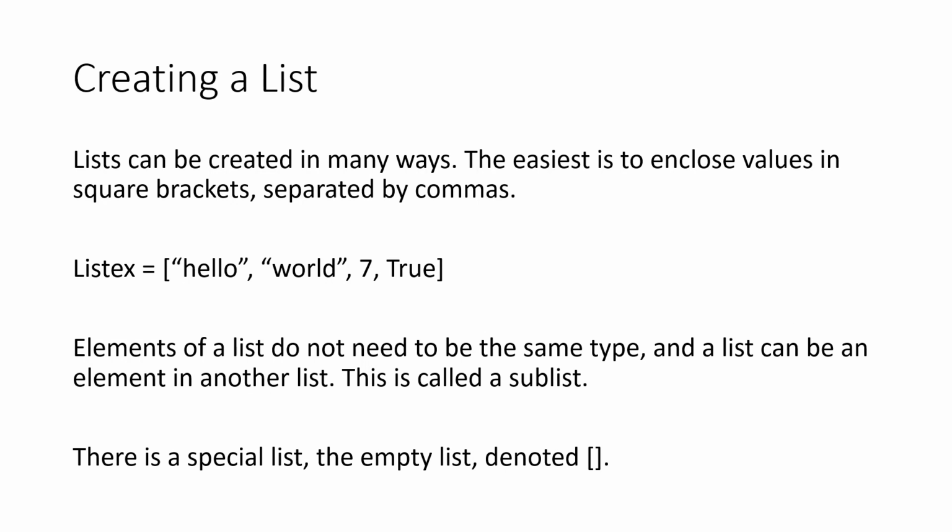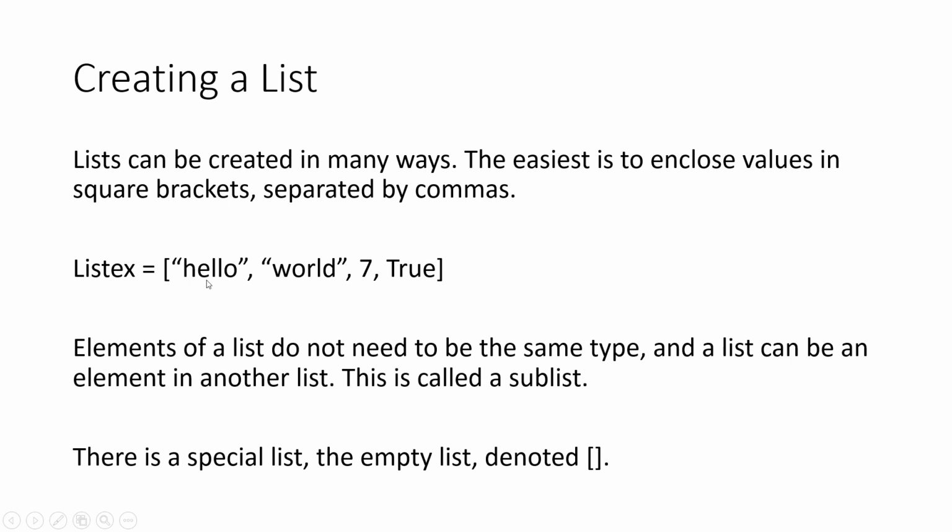Lists can be created in many ways. The easiest is to simply enclose values in square brackets separated by commas. For example, we could create a list called listx by creating a variable with that name and setting it equal to the code that you see on the screen. Here we are adding to our list a string hello, a string world, the integer 7, and the Boolean value true.